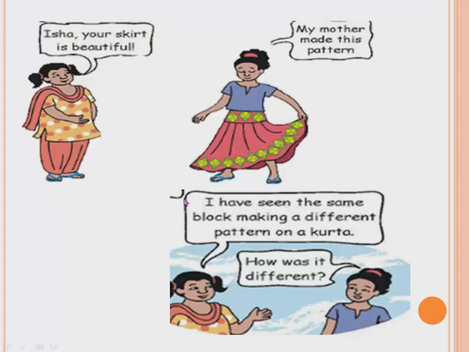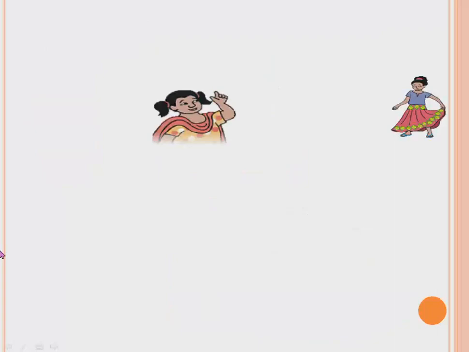Isha says that her pattern is very beautiful. So what does she say back, Isha? Isha says that her mother has made this pattern. So these are the patterns. You have studied them in your 3rd, 4th and 5th classes also. And she says that she has seen the same design but a different pattern. So she asks, how different is it?